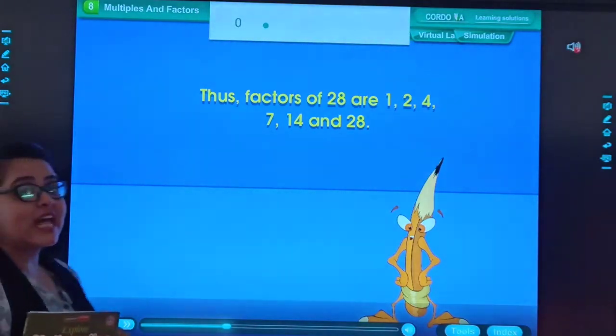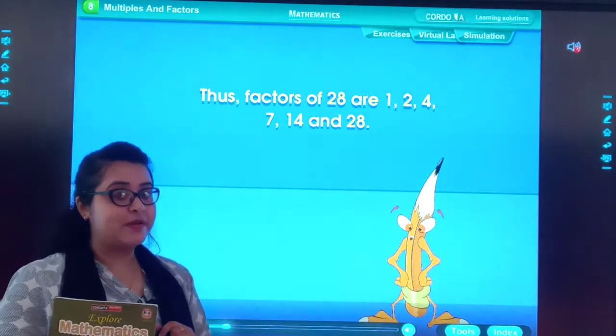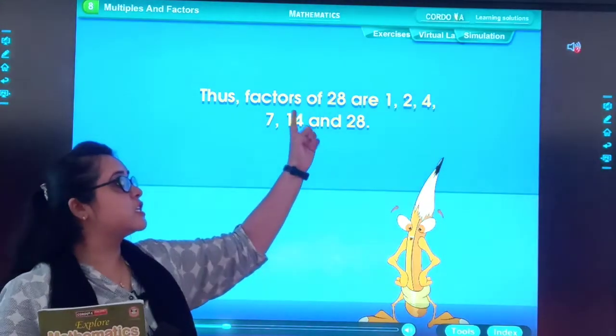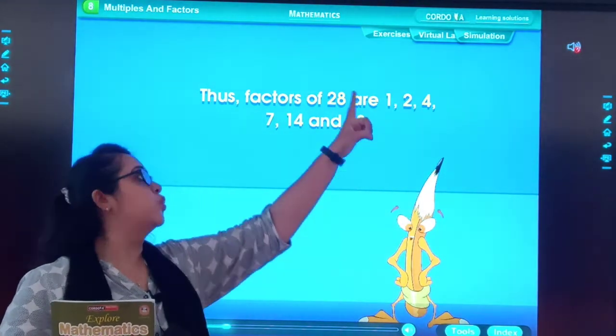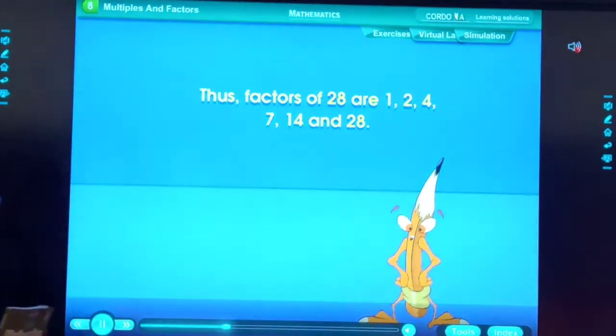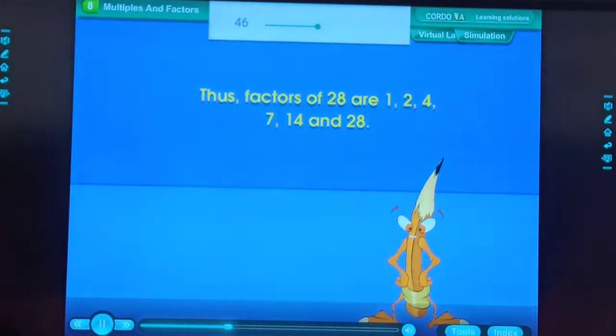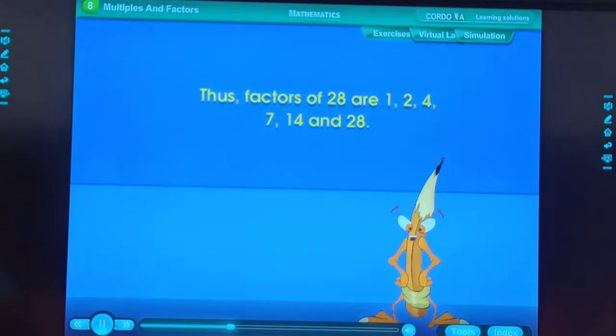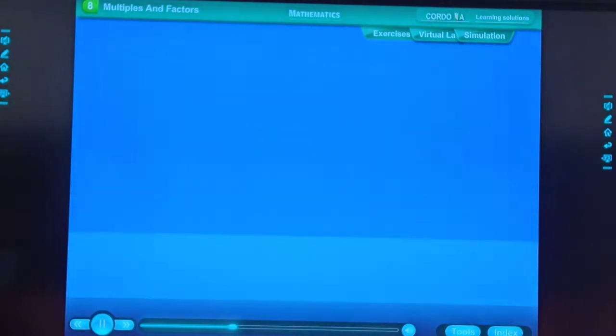So students, I can come to know the final statement, that is, thus the factors of 28 are 1, 2, 4, 7, 14 and 28.